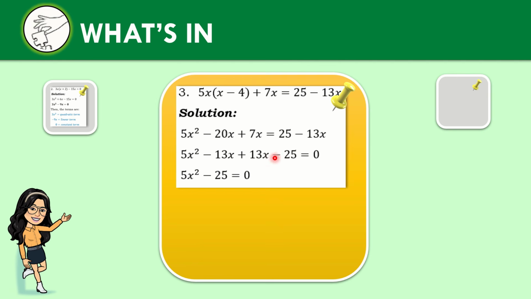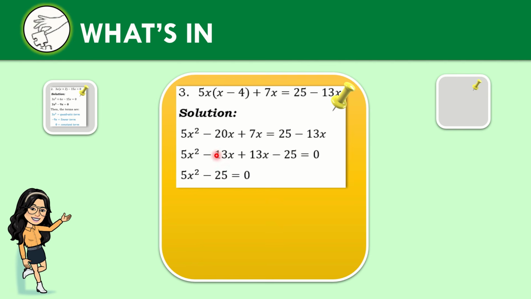That's why we now have positive 13 and negative 25. So we now have here this line, 5x squared minus 13x plus 13x minus 25 is equal to 0. Where did we get negative 13x? This is the result after adding negative 20x and 7x. Okay, so far so good? Good. So we now have here 5x squared minus 25.